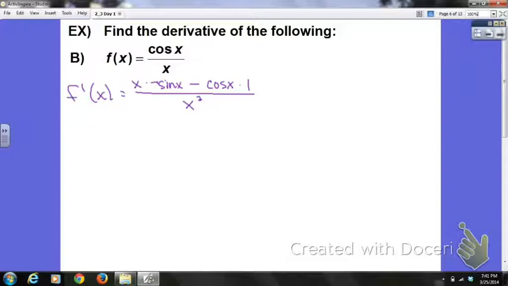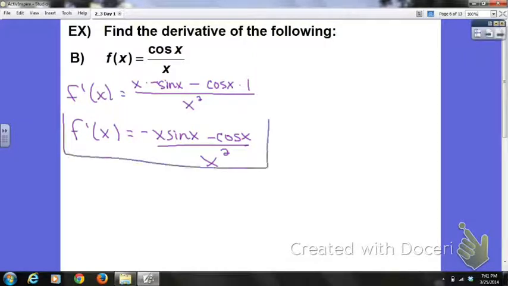Let's clean it up a little bit. F prime of x is equal to negative x sine x minus cosine x all over x squared. No, we cannot cancel out the x's because in our numerator we do not have factors. So here is our derivative.